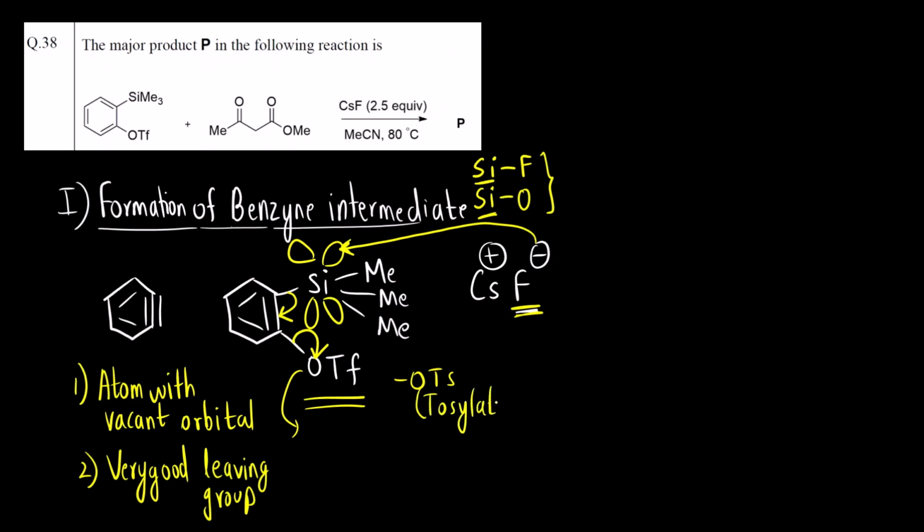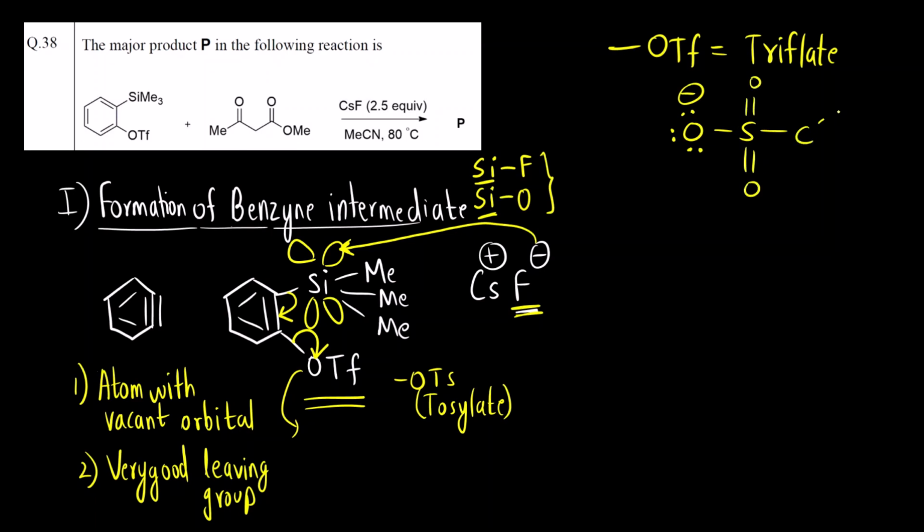Now let us understand why this OTf is a good leaving group. What is the name of this group? I'll write here. OTf is triflate. Let us see the structure of this. O minus, oxygen having three lone pairs, negative charge. Then there is sulfur, double bond O, double bond O. Then carbon. To this carbon there are three fluorine atoms attached.